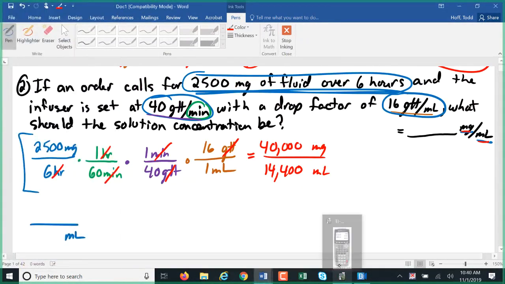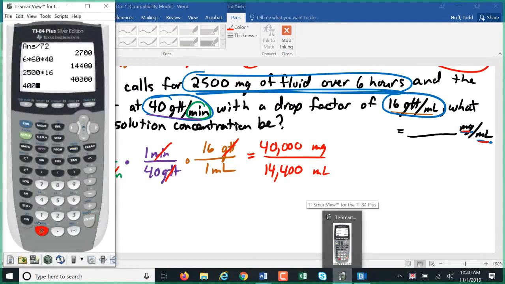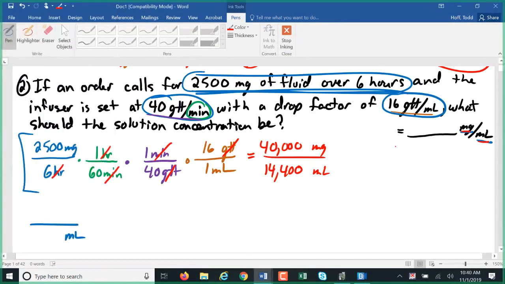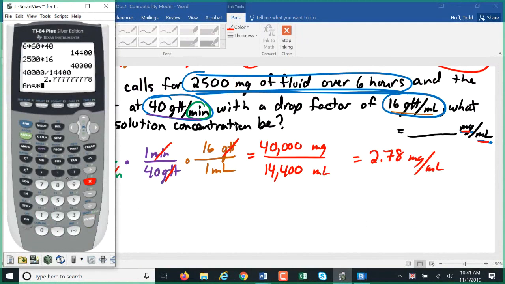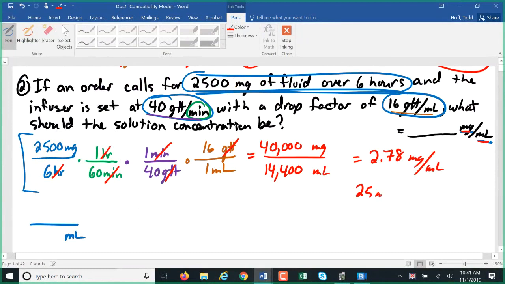So now I just have to divide that out. 40,000 by 14,400 is 2.78, 2 7/9 technically, milligrams per milliliter. Now the reason that doesn't look real familiar is that normally we would try to get rid of that fraction. That would normally be written as 25 milligrams per 9 milliliters, so that we don't have to have the decimal in that. But this is still a valid concentration.